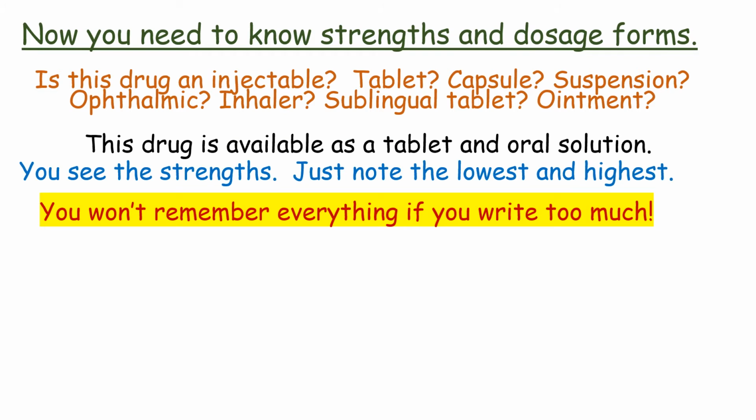So that's why you do this on the card. You're going to see next, this drug's available as a tablet and an oral solution. You'll see the strengths, and on the strengths, you're going to notice that I think Abilify had like 8 to 12 different strengths. Synthroid has about 20 strengths. So just write the lowest and the highest, and you get the idea.